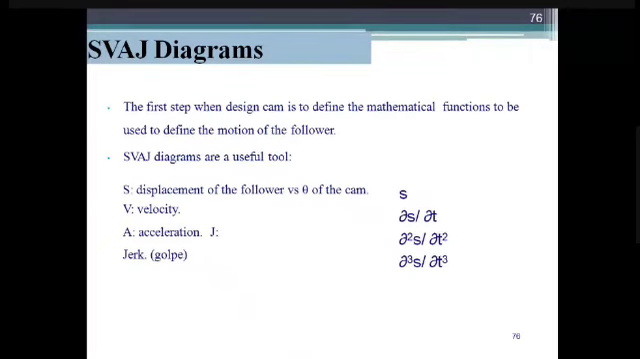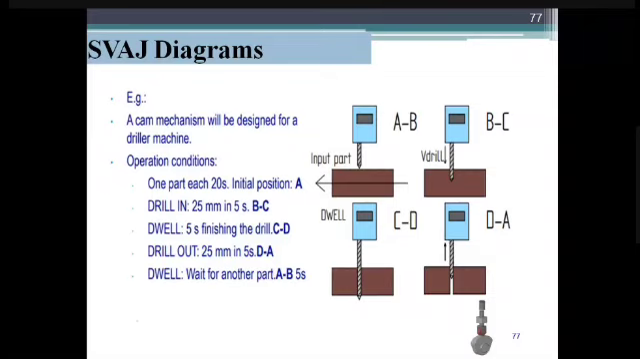So displacement is called S. The velocity is the partial derivative of S with respect to t, or with respect to theta if you consider S as a function of theta. Acceleration is the second partial derivative, of S with respect to t squared. Jerk is the third partial derivative, of S with respect to t cubed. These are the partial derivative equations. Okay, now let's come to the SVAJ diagram.